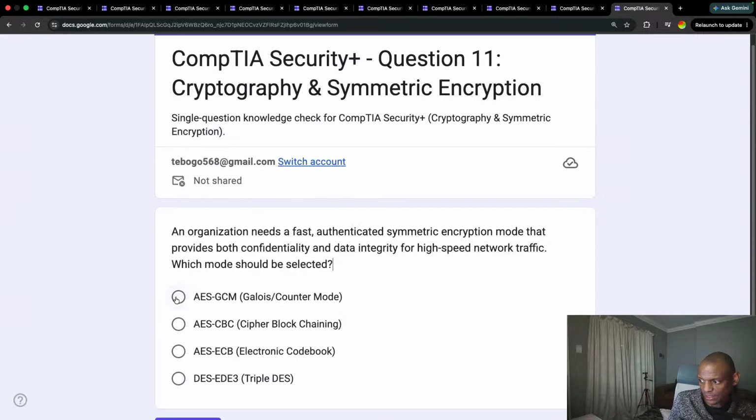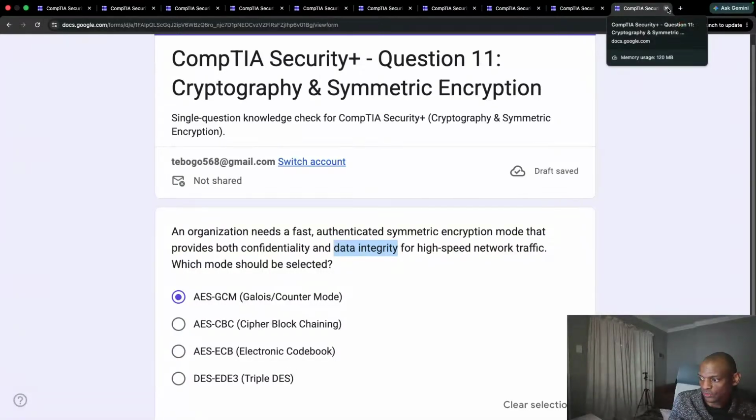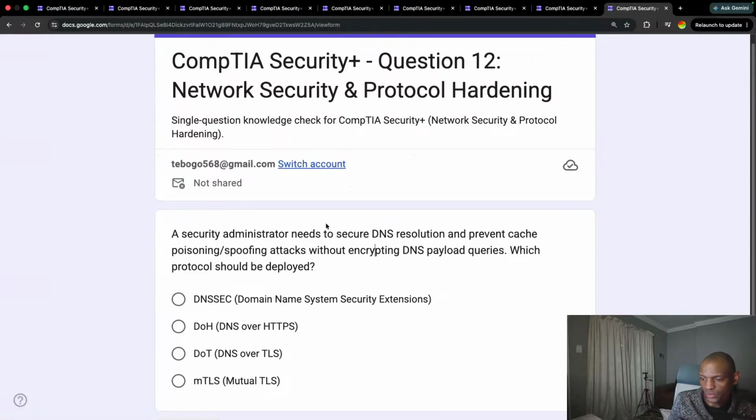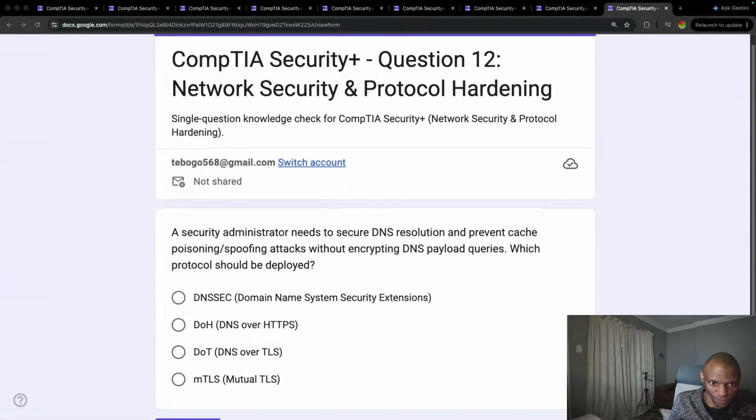So the correct answer is this one, right? A. All of these options, they don't provide data integrity. The second one does provide confidentiality, but it does not provide data integrity. Right, I'm going to move on to the next question, which is question 12.